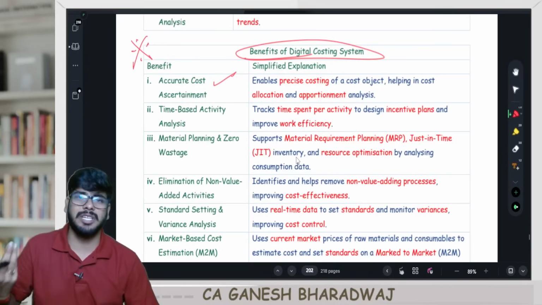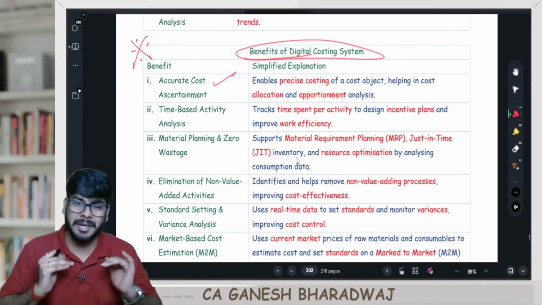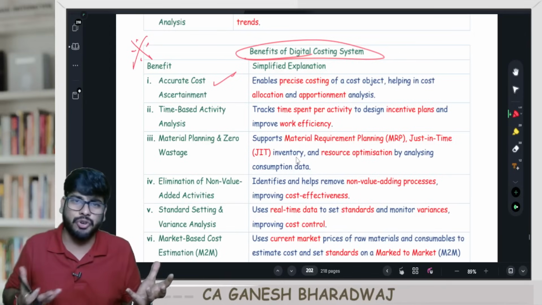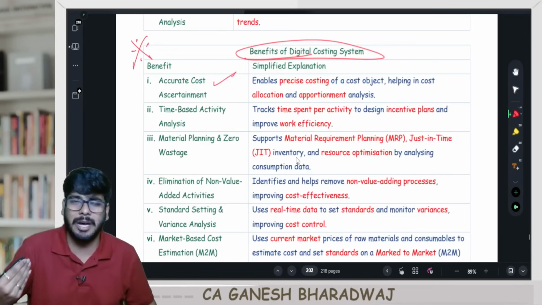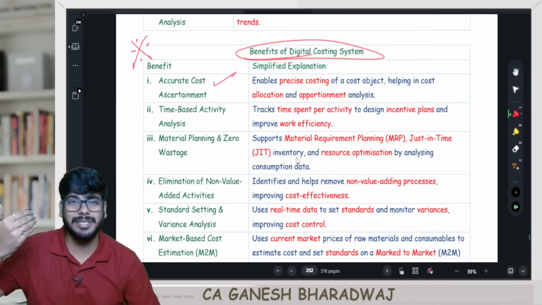Obviously, when you are using machines, cost is automatically collected and entered accurately. So you need not do things manually. Since there is no manual intervention, accuracy is well maintained.